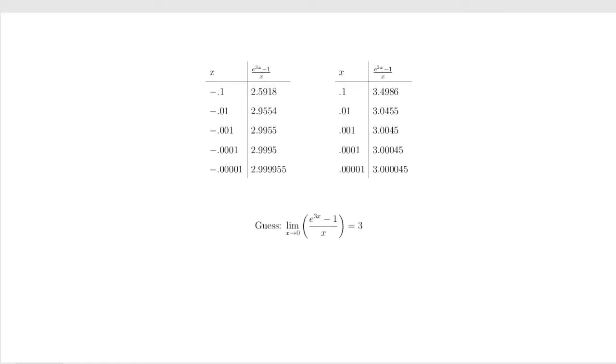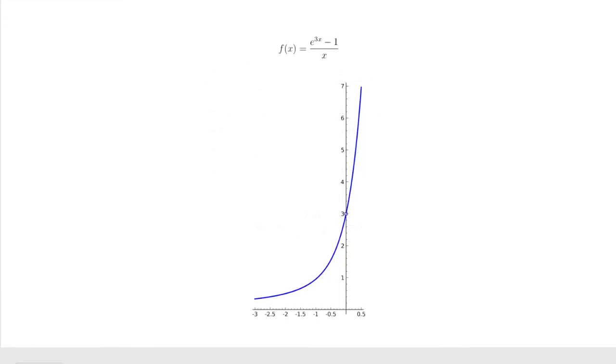Since it appears that the limit from the left and the limit from the right are both 3, since that's what it looks like to us anyway, we could guess that the limit as x approaches 0 of this function is equal to 3. And that is indeed the case.